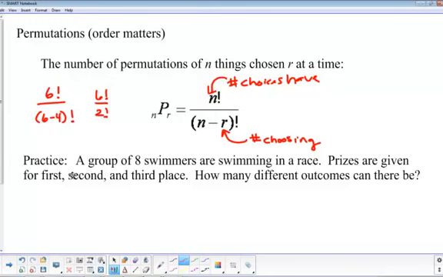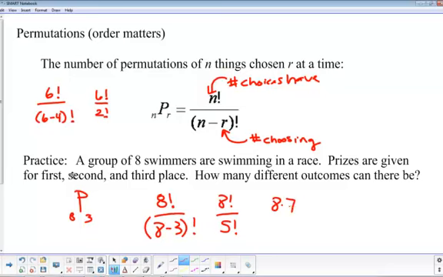So next we have 8 swimmers. Prizes are given for first, second, and third place. So this time we're going to do a permutation. We have 8 swimmers, so there's 8 different options, but we're only giving prizes to 3 spaces. So we have 8 factorial over 8 minus 3 factorial. That's 8 factorial divided by 5 factorial, which is 8 times 7 times 6. That answer is 336.